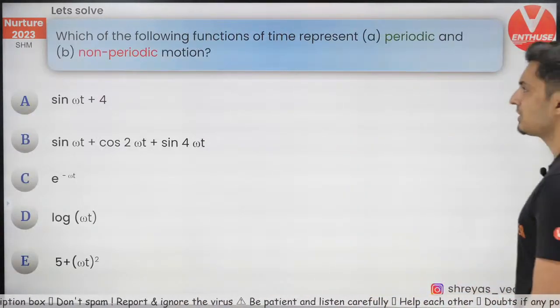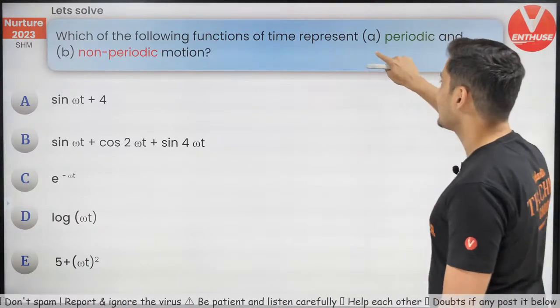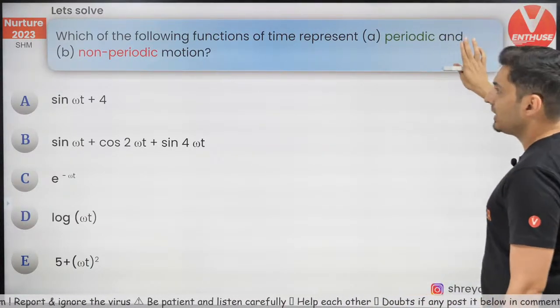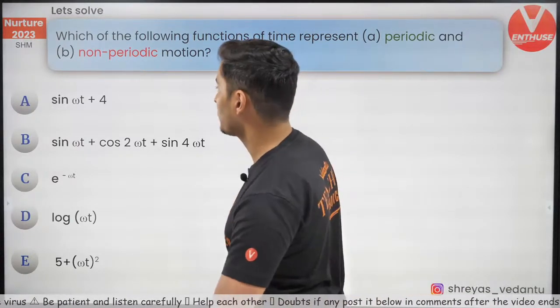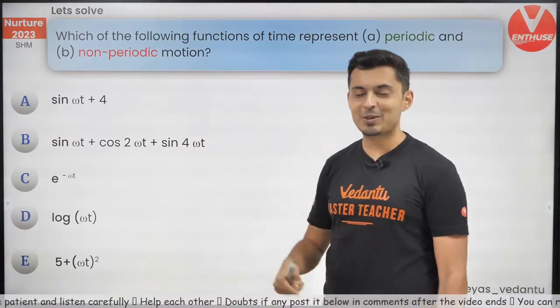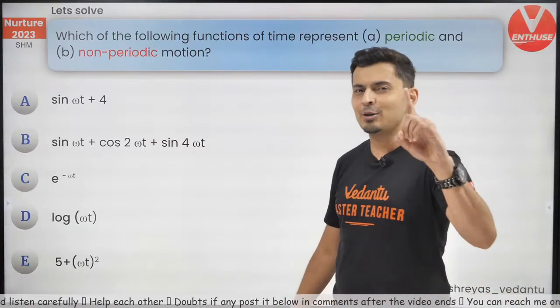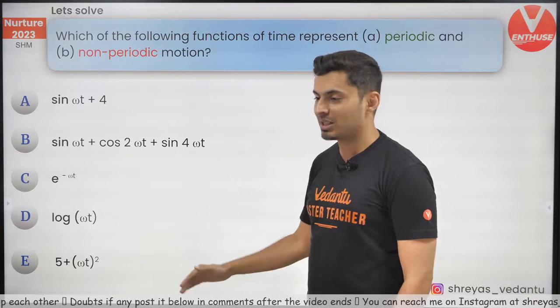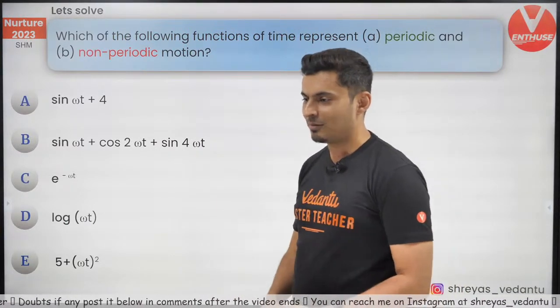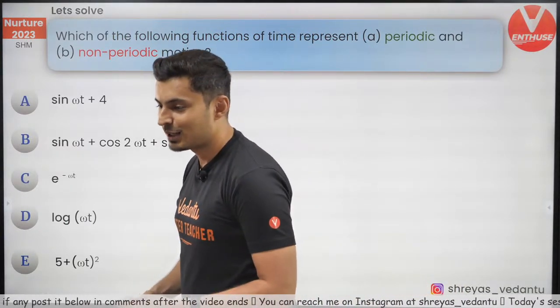Okay, next question coming up on your screen. Which of the following functions of time represent periodic and which do not represent periodic motion? So this is a mathematical question. The previous one was graphical. That was slightly easy. Now we have made it slightly more difficult. More than one option could be correct.